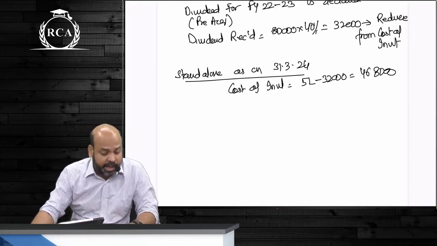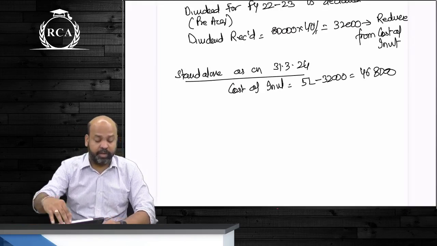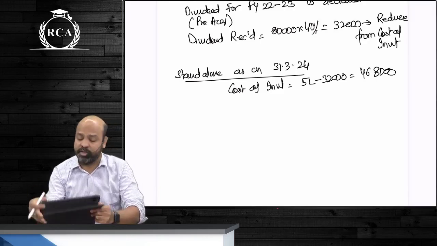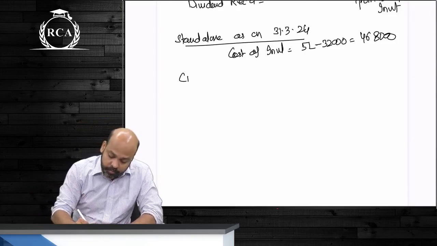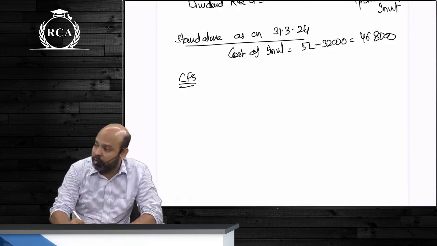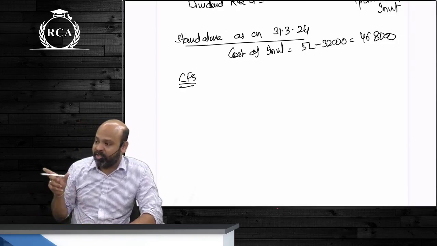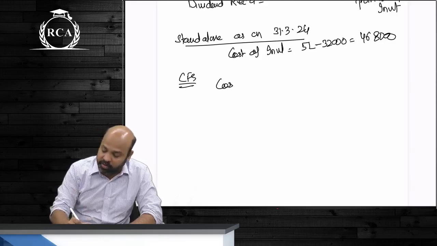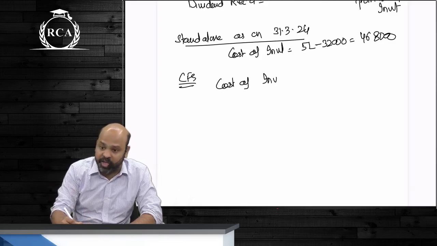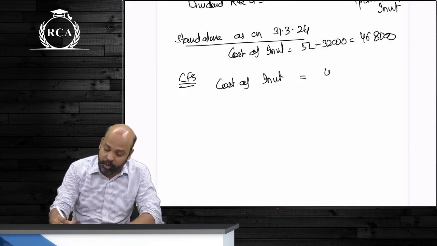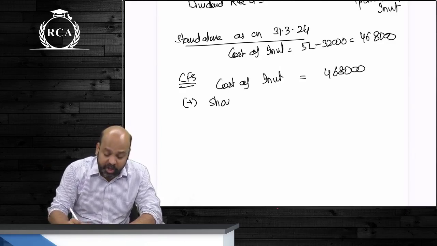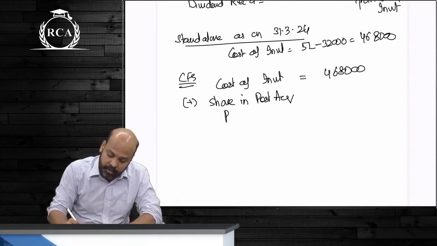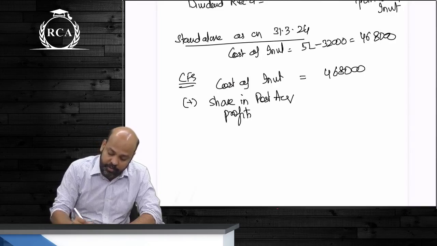Third bit guys, carrying amount for consolidated financial statements. How do you show investment in associate? Share of net assets plus goodwill. Won't that become cost of investment? We do not know how much is share of net assets or goodwill. We know that cost of investment is 4,68,000 plus add share in post acquisition profits.